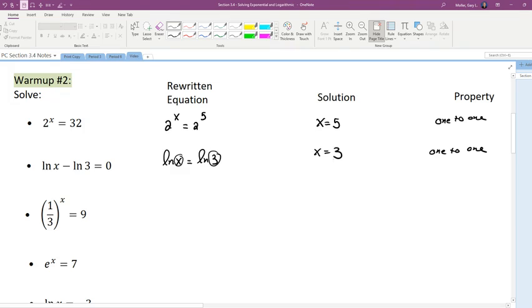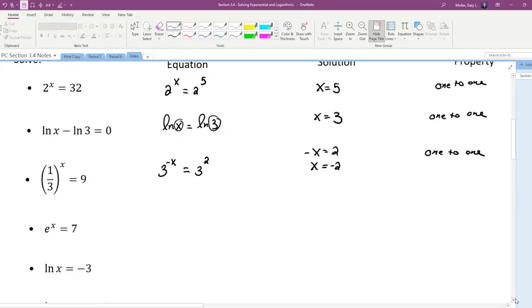All right, on this third one, let's go ahead and rewrite them so they have the same base. So 1/3 is 3 to the negative 1 raised to the x power, or simply 3 to the negative x power, equals, and 9 we can write as 3 squared. So now we know that negative x equals 2, or x equals negative 2. This is once again looking at that one-to-one property.